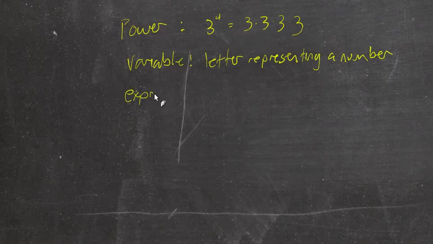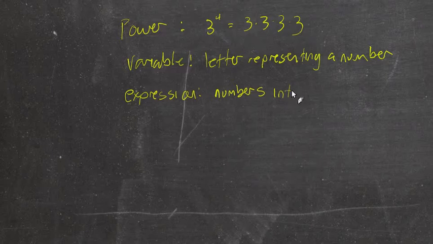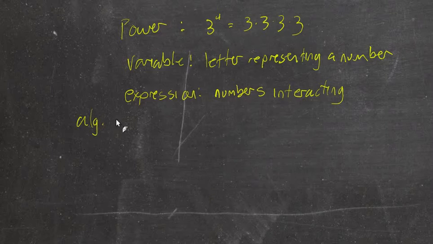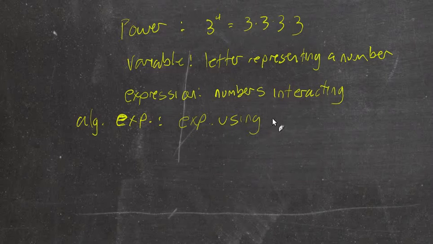We have an expression. That's just really numbers interacting. Okay, and if we put those variables into an expression, 8 plus 5 is an expression. If we do 8 plus x, now we're using variables. Variables are what make algebra algebra. And so if you put a variable into an expression, you have an algebraic expression. Okay, so an algebraic expression, that's an expression using variables.